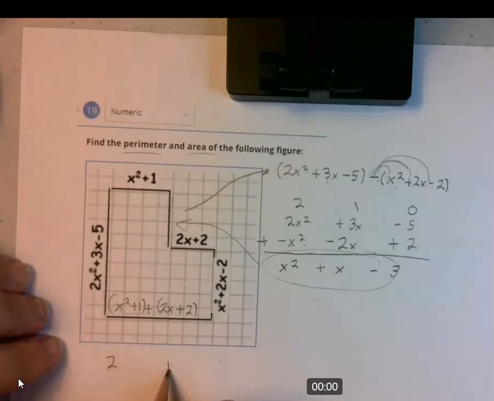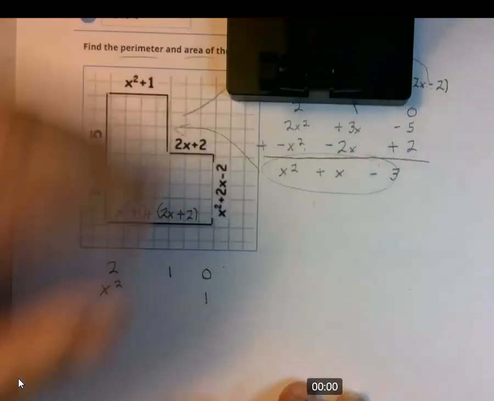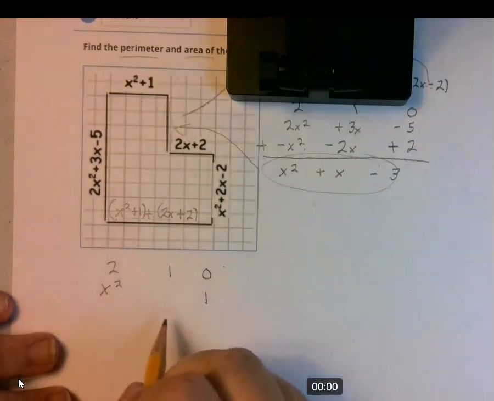I got 2, 1, 0. So there's x squared. That's going to go here. There's a 1. There's no x here, so it's just the 1 goes over there. So you leave a blank space there. That you can do, and that you often do that. Now this one is 2x, so that's going to go here.